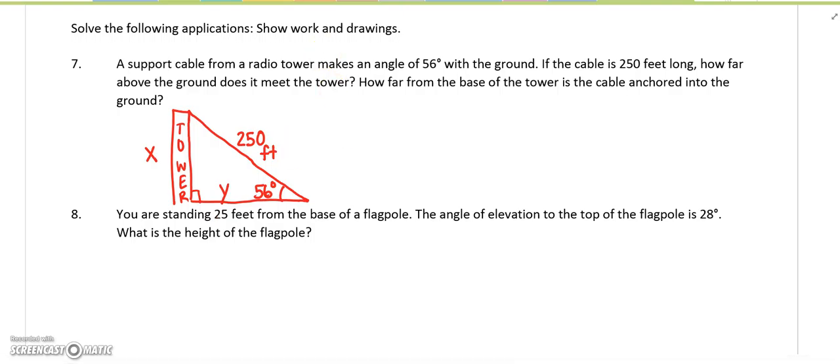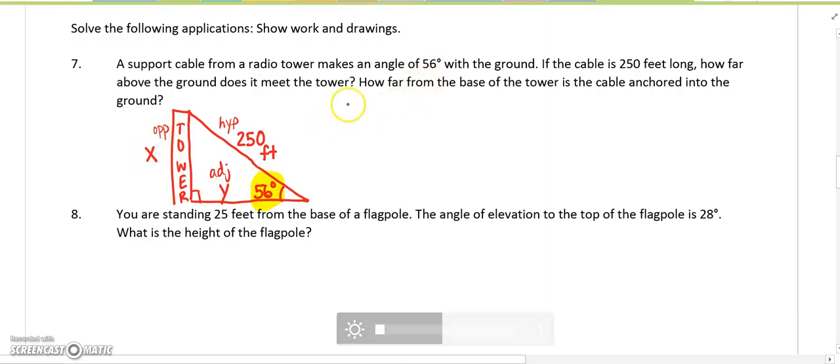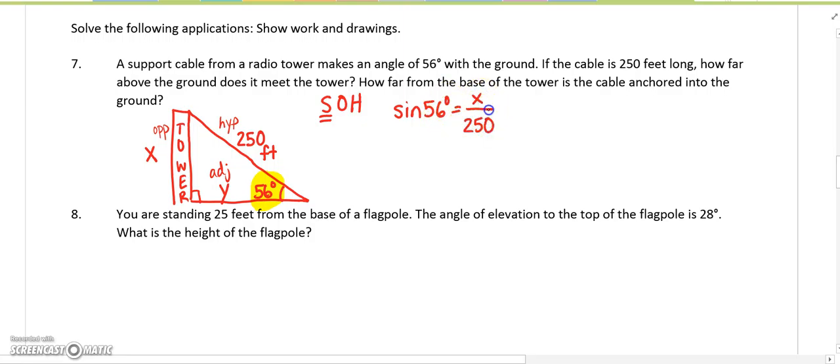Let's solve for x first. Reference angle. So I got opposite, hypotenuse, and adjacent. So we'll set up a trig equation. If I'm solving for x first, I need the opposite side, and I know my hypotenuse. Well, O and H, that's sine. So we're going to do sine first. Sine of 56 degrees equals opposite divided by hypotenuse. And then to solve, we just multiply by 250.